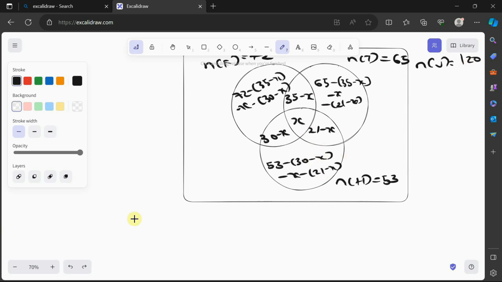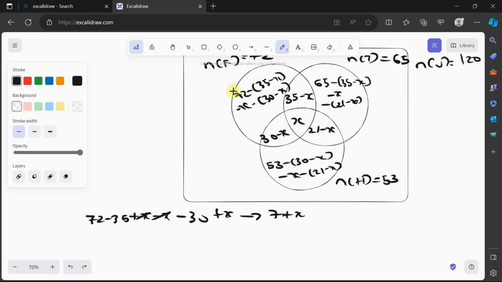So this would be 72 minus, if I open this bracket, this would be minus 35, minus and minus is plus, that will be plus x, and then minus 30, minus times minus is plus, so this will be plus x. Let me make this a little bit simpler so that it does not create problems going forward. So this will cancel this. If I press my calculator, 72 minus 35 minus 30 gives me 7. So at the end of the day, this gives me 7 plus x.